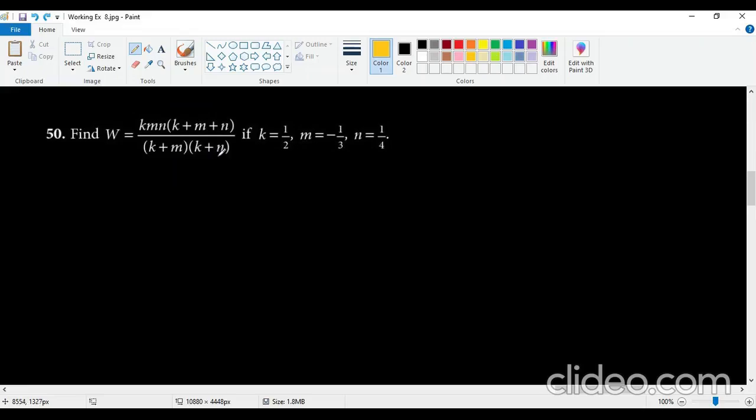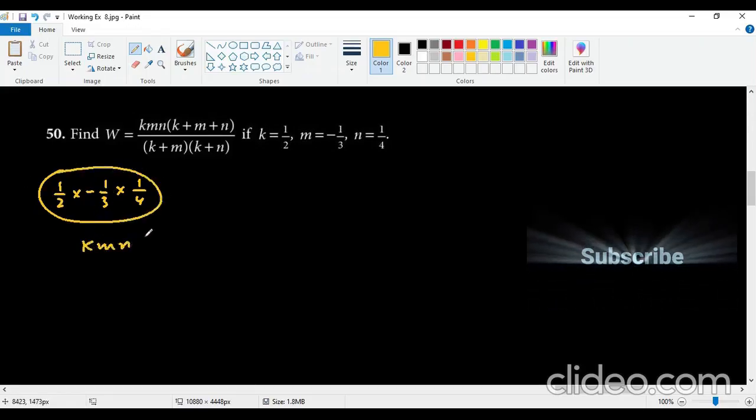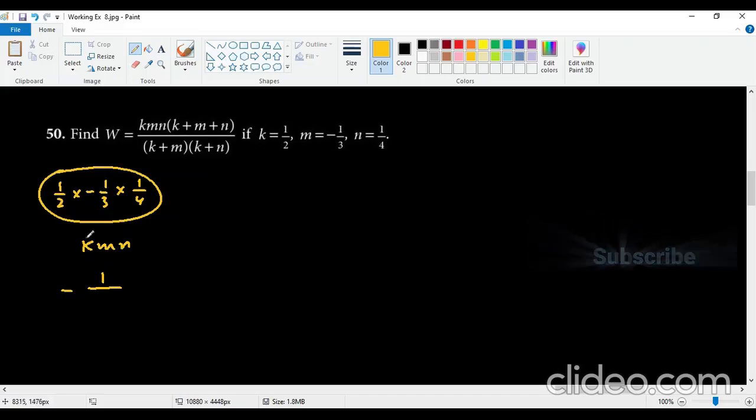Now I'm finding out the value of kmn first. So k multiplied by m multiplied by n gives us 1 over 2 multiplied by negative 1 over 3, and multiplied by 1 over 4. Now this kmn will be kept separate. Now this gives you negative 1 over 24. Negative 1 over 24 is the value of kmn. Keep this in mind.